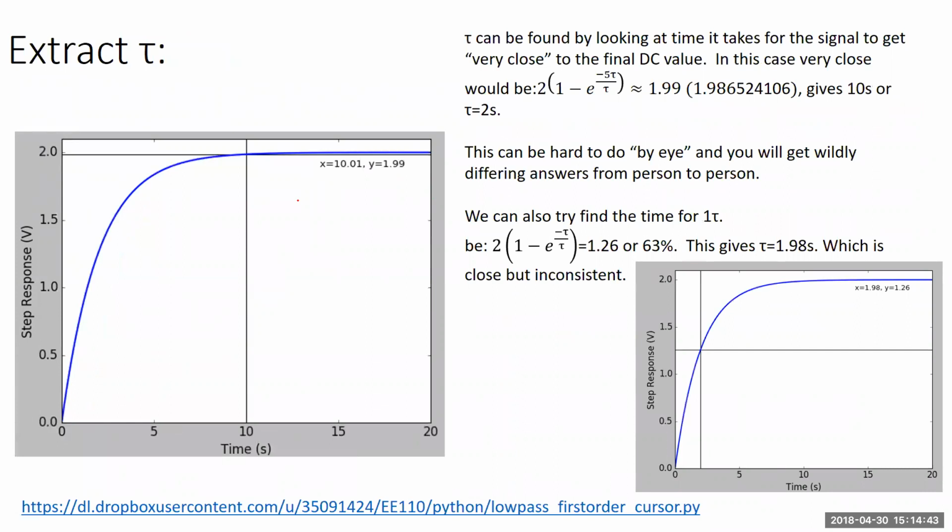So again, here's another example. And again, it's how long does it take to get close? Well, 1.9, 1.99 is practically 2. And I'm saying, oh, it took about 10 seconds. So the gain is 2. That gives me the extraction.